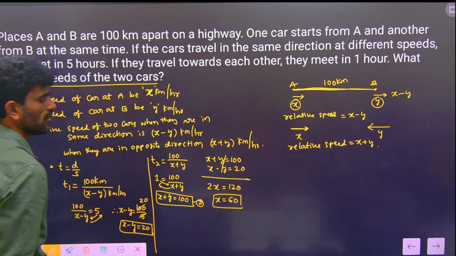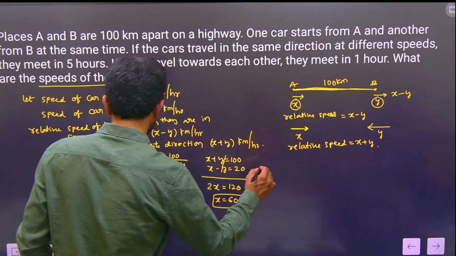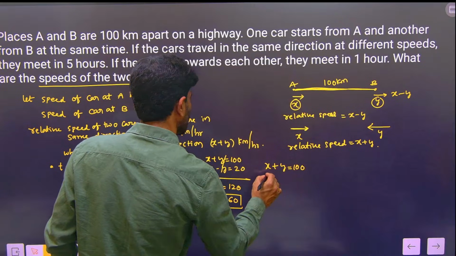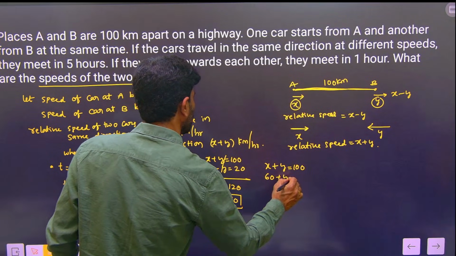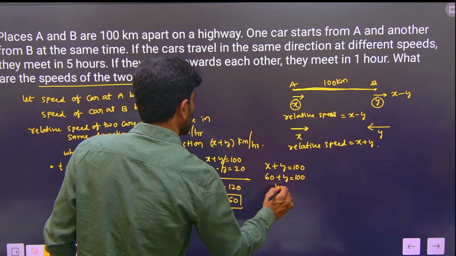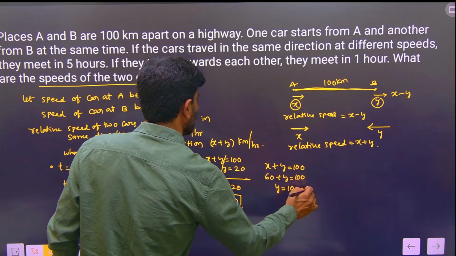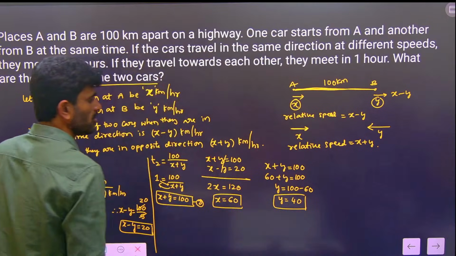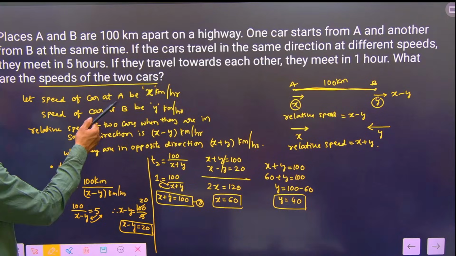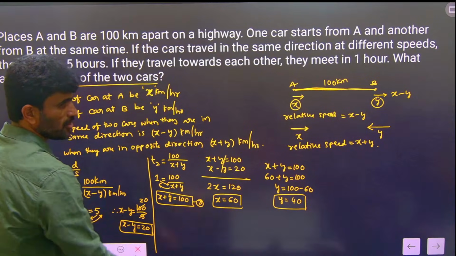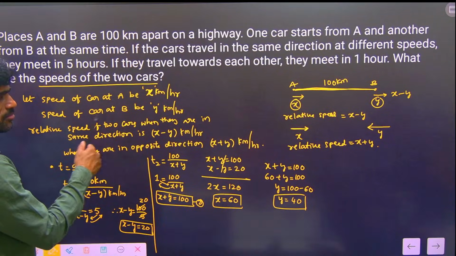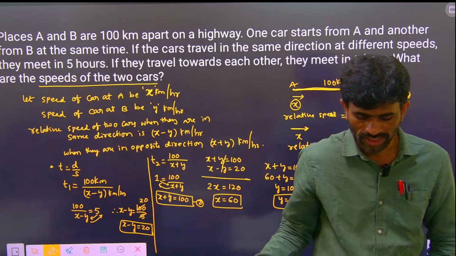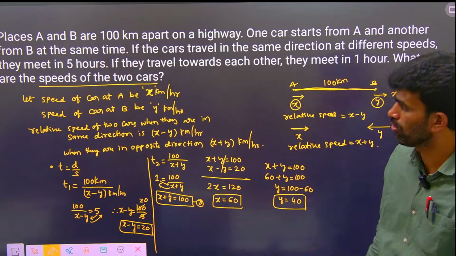So speed of car at A is 60. The speed of car at B we have to find. x plus y is equal to 100. So 60 plus y is equal to 100. So y is equal to 100 minus 60. y is equal to 40. Now this is not over, now we should write the conclusion. Speed of car at A is 60 kilometers per hour. Speed of car at B is 40 kilometers per hour. I am not writing it, but you have to write that conclusion in the exam.